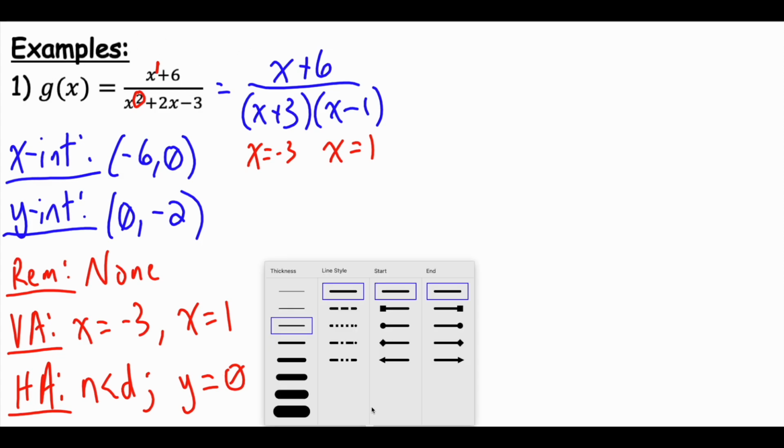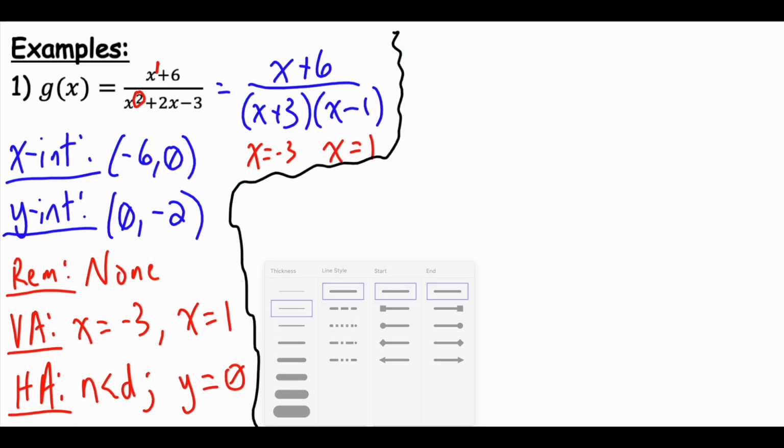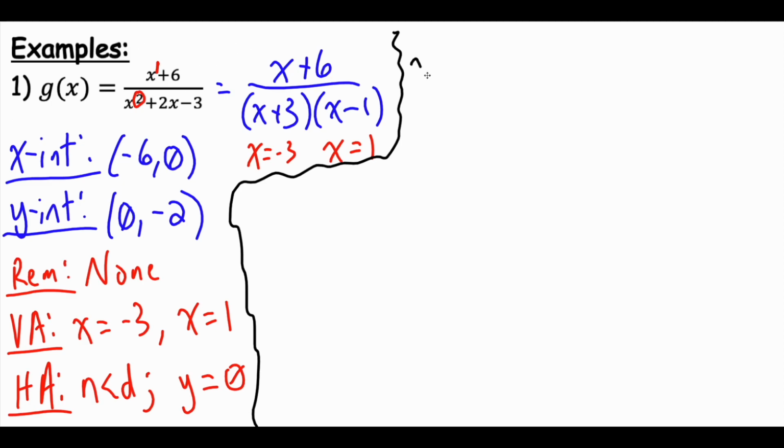Okay, so let's go to our table now. So I'm going to go ahead and just put a little line there to separate all this. So for my table, when we did our sign charts before, we only included x-intercepts. Okay, when we're doing these now, we not only need x-intercepts, but we need to include removable and vertical asymptotes. Okay, so we're going to put these in order up here from least to greatest.